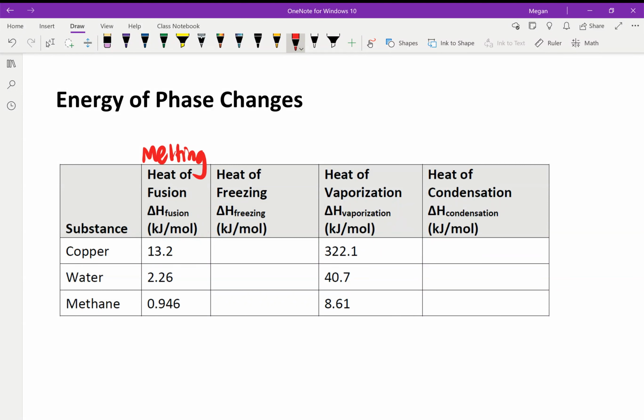So let's try an example here. Number one, how much heat is required to melt 56 grams of copper? So I'm asked to start with 56 grams of copper and to solve for heat, which is energy measured in kilojoules. So I'm going to use the correct delta H value from the data table. So first of all, I need to look at copper, and I need the value that's associated with melting copper. Melting, remember, means fusion. So I'm going to look for the heat of fusion value from that data table and record it. So our heat of fusion for copper is 13.2 kilojoules per mole.